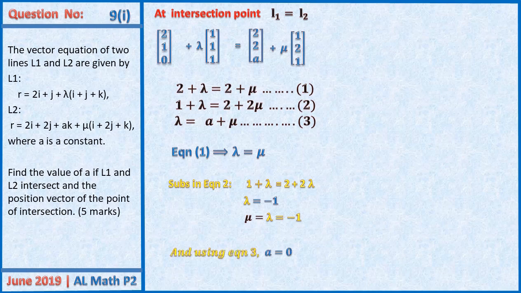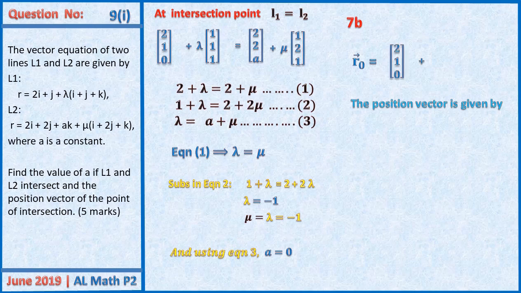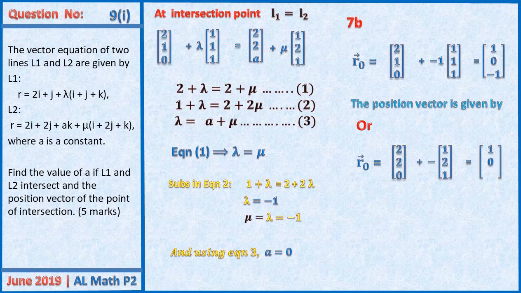Or just by looking at the two equations from the first part, you could see that since lambda is equal to mu, from equation 3 a is equal to 0. Now the point of intersection, the position vector is given by choosing one of the lines and putting in the values of a, mu and lambda. So we have (2, 1, 0) plus minus 1 into that. And the vector equation of the point of intersection is (1, 0, minus 1). Or you can use the other line and the vector will still be given by that, and we have the same point of intersection.